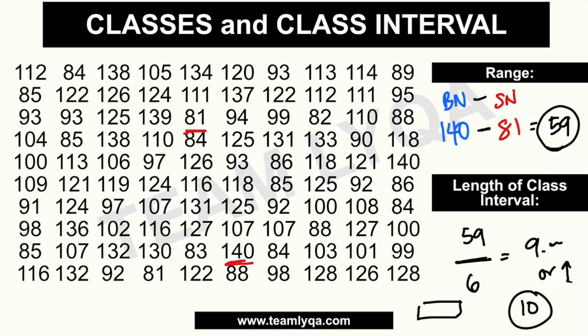Now, ano yung 10 number na yon? 81 to 90, 91 to 100, hanggang umabot siya dun sa limit natin na 140. Okay? Now, after you have that, yung kung ilan na yung classes, again, in our case, we decided to have 6, at kung ilan yung class interval, which is 10, pwede na natin gawin yung table.